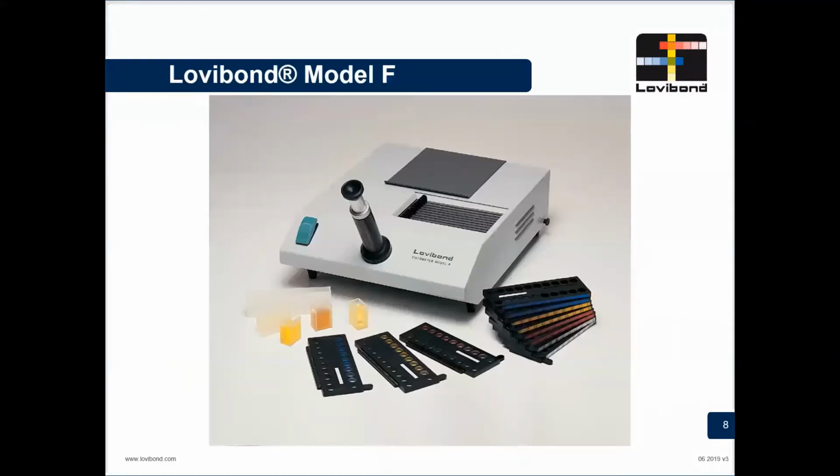So this is a current visual instrument, Lovibond Model F. Has a number of glass racks. We can put our sample in a number of cells of different path lengths. So let's look at some of the principles behind how this measures our colour.